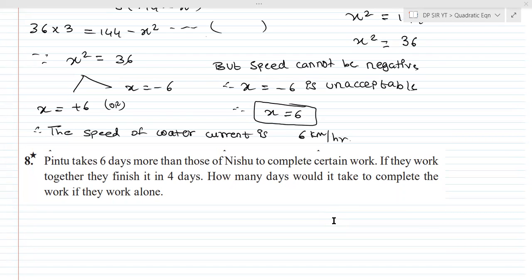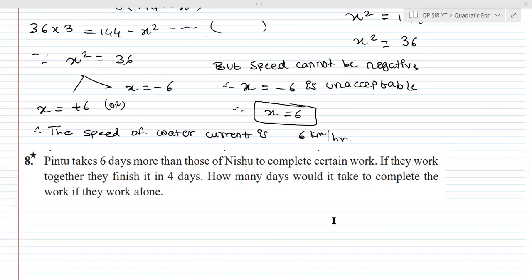So Pintu takes 6 days more than that of Nishu to complete a certain work. If they work together, they finish it in 4 days. How many days would it take to complete the work if they work alone? मतलब पिंटू एंड निशु दोनों अलग अलग काम करेगा तो उनको कितना टाइम लगेगा वो अपने को फाइंड करना है. दोनों का आंसर, दो आंसर आएगा. एक निशु का नंबर ऑफ डेज एंड एक पिंटू का नंबर ऑफ डेज.